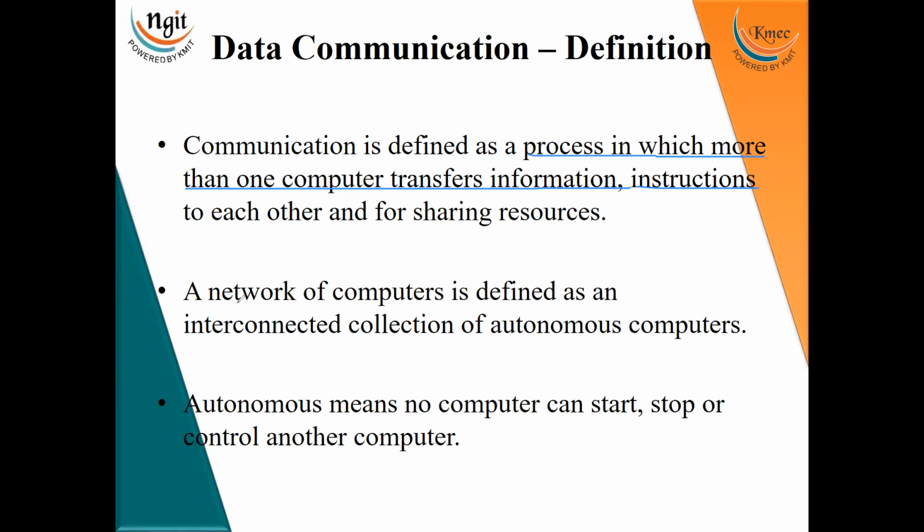Here we have a network of computers. It is defined as an interconnected collection of autonomous computers. And what is meant by autonomous? It means we have different computers and no one computer can start or stop another computer. And the main important thing to learn is what is meant by communication: it is a process in which more than one computer can transfer the information.